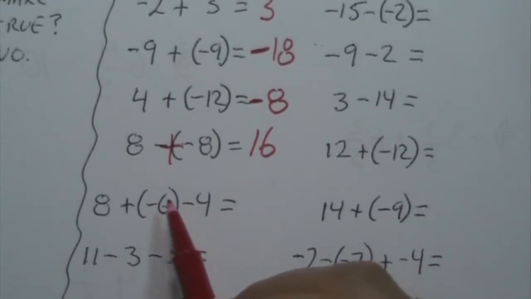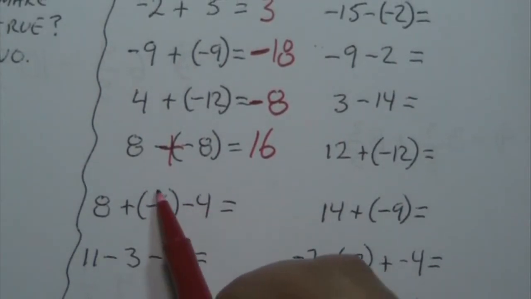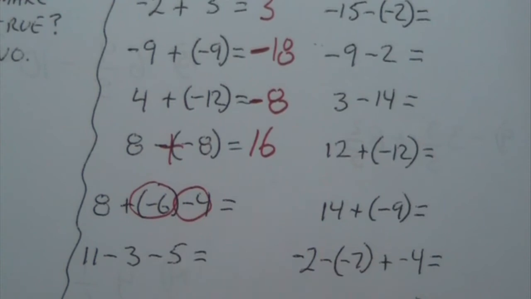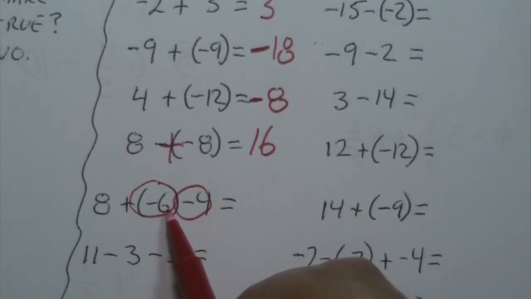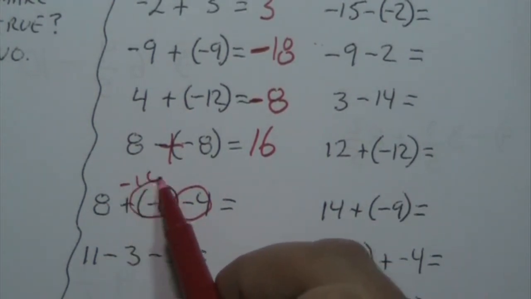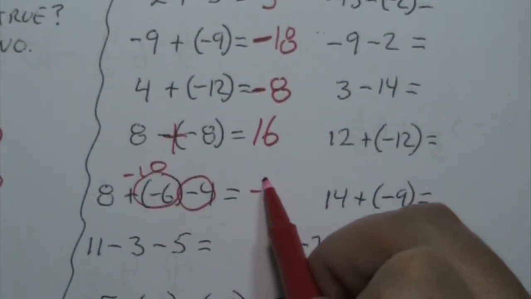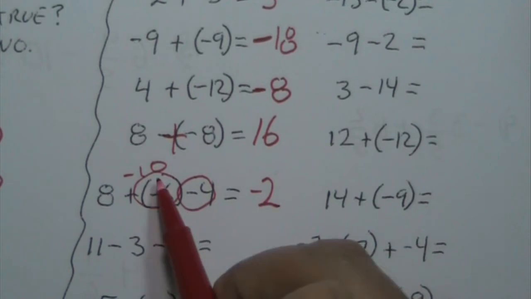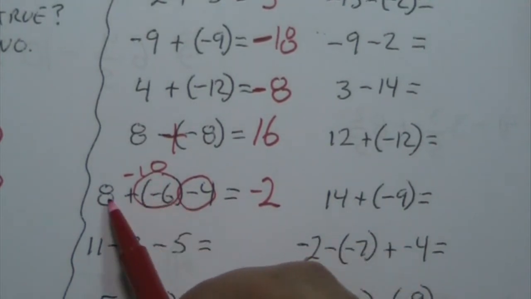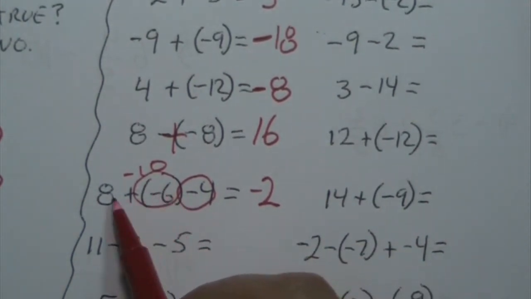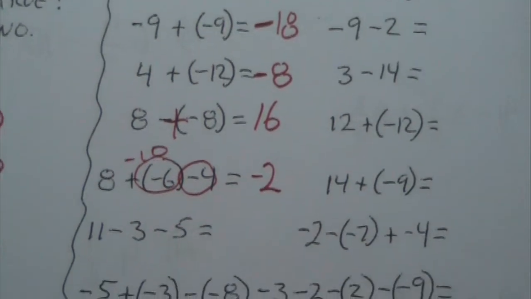This one right here, notice I have two negative numbers. You have negative 6 and negative 4. That's negative 10. So you have 8 and negative 10. That would just be a negative 2, because there's more negative. 10 negatives, 8 positive. 10 minus 8 is 2, and there's more negative.